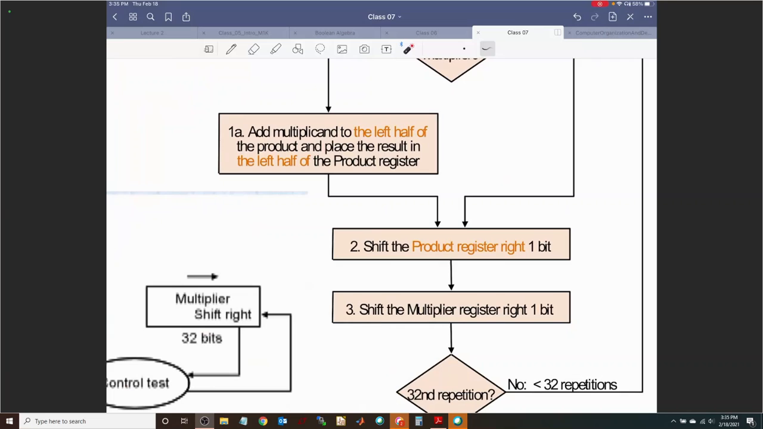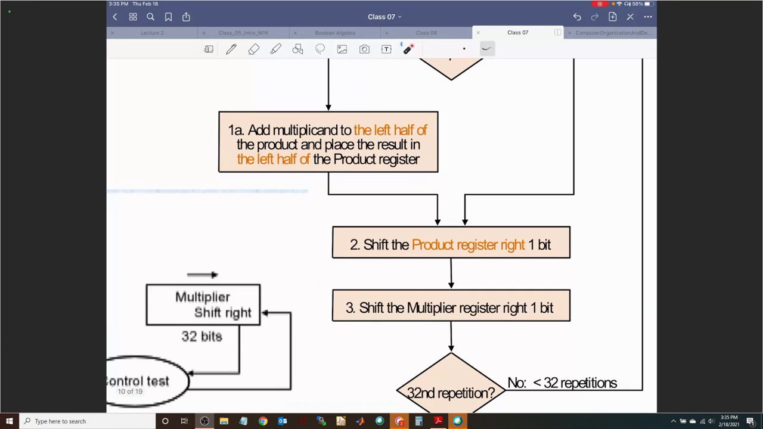1A became: add the multiplicand to the left half of the product, right? Not the right half or the entire product, only the left half. Add the multiplicand to the left half of the product and place the result in the left half of the product register. So you're doing that addition 32 bits at a time as opposed to 64 bits at a time, and you're using only the left half of the product register as a placeholder for the answer.